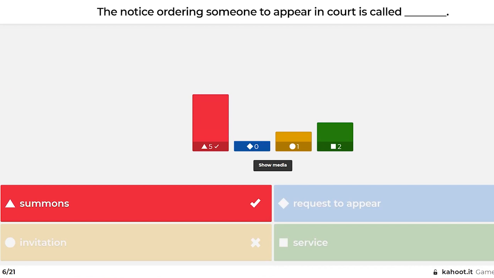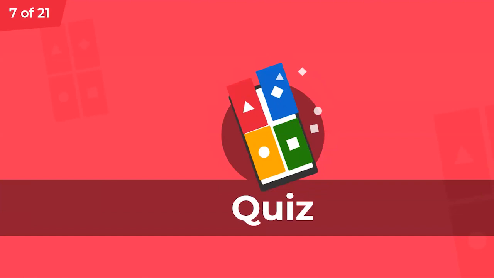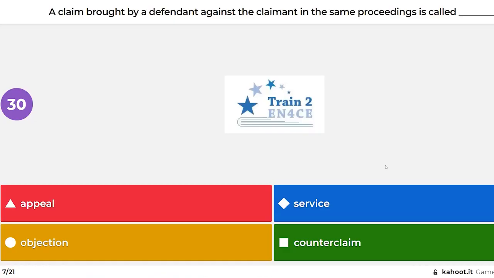So let's see if something changes. Ooh, someone new came to the first five spots. Congratulations. Welcome to the top five. A claim brought by a defendant against the claimant in the same proceedings is called appeal, service, objection, or counterclaim.